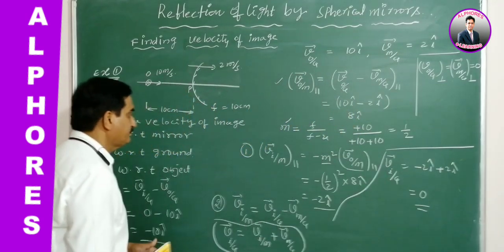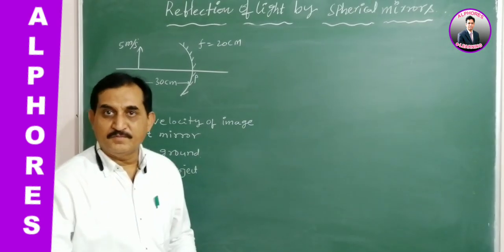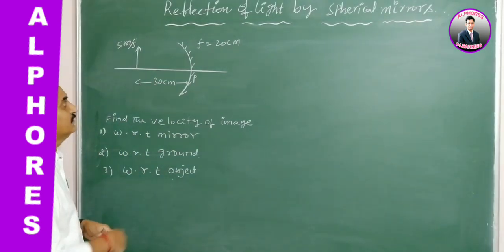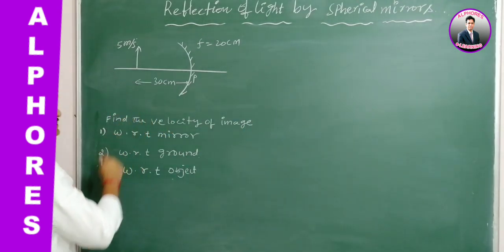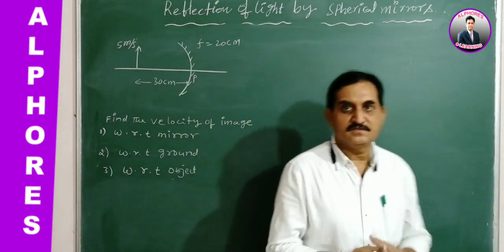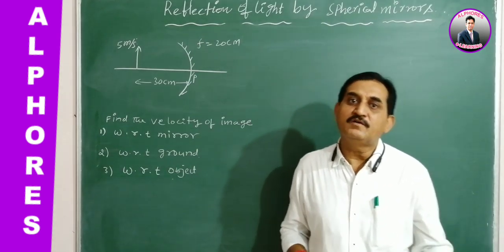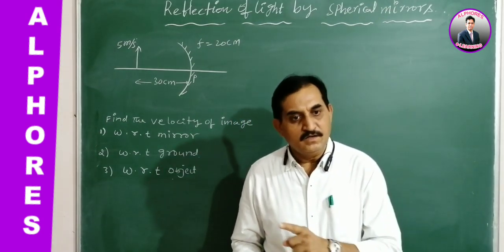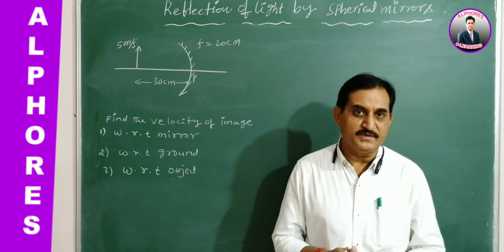Next problem: the object is moving perpendicular to the principal axis. Here the concave mirror has a focal length of 20 centimeters and the object distance is 30 centimeters. Earlier the object was moving along the principal axis; now the object is moving perpendicular to the principal axis. We have one more formula. We have three cases. Case 1: along the principal axis, the component velocity along the principal axis is to be calculated.